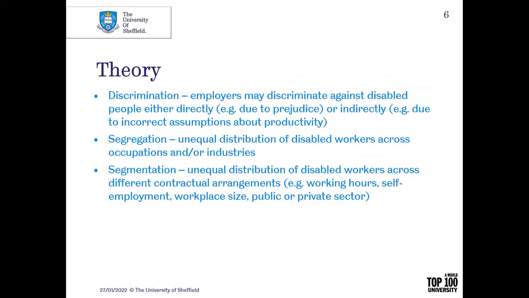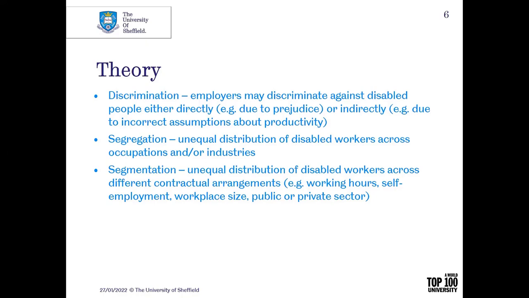So let's just look briefly at the theory. Why is it that disabled people might have worse labour market outcomes than non-disabled people? Well, part of this might be to do with discrimination. Employers may discriminate against disabled people either directly, simply due to prejudice, or discrimination could also happen indirectly. For example, employers may incorrectly assume that disabled people have lower productivity or are more likely to leave the job.